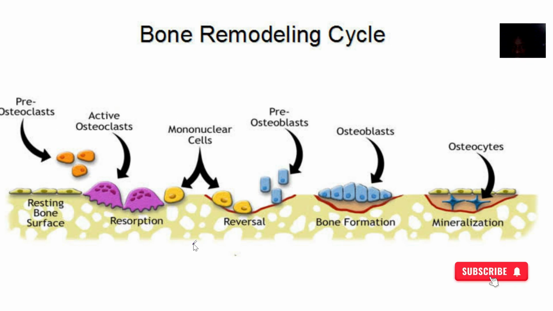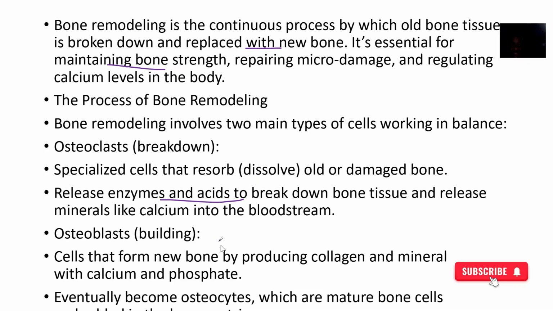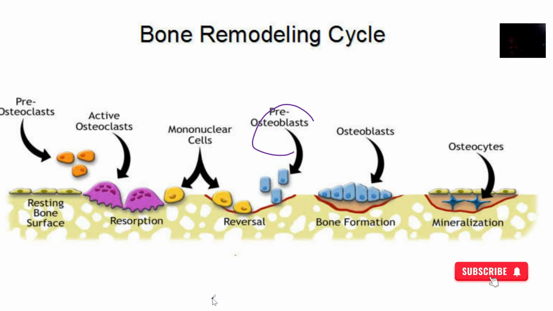The osteoblasts will be building back. These are cells that form new bone by producing collagen and mineralizing it with calcium and phosphate. They eventually become osteocytes, which are the matured bone cells.